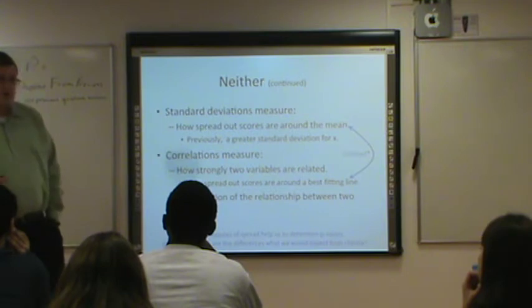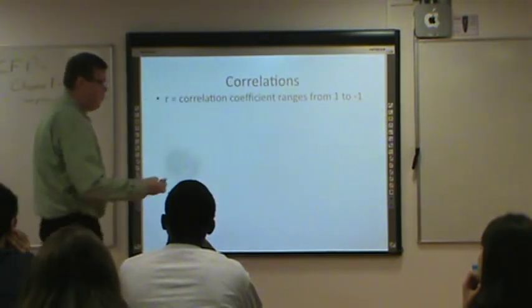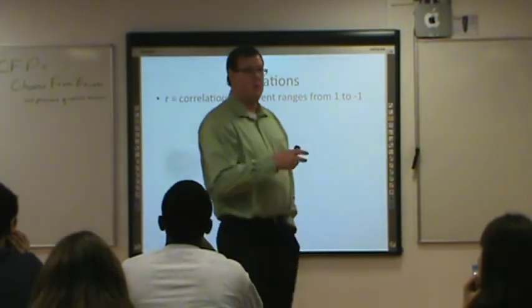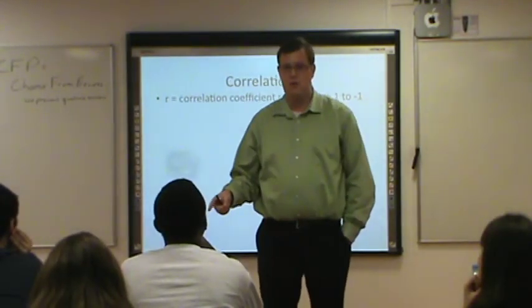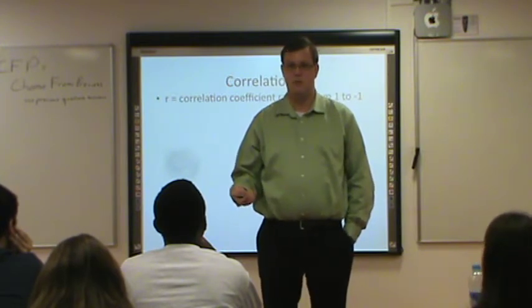The correlations also measure the direction of the relationship between 2 variables. So the correlation coefficient ranges from 1 to -1. What does it mean if we have a correlation of 1?